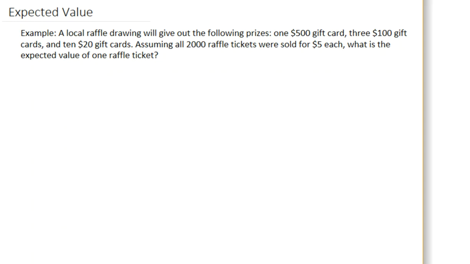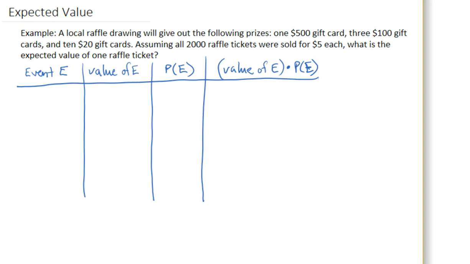Alright, so this is asking if you buy that raffle ticket, what can you expect to get out of it? So again, we're going to set up the columns the exact same way I did in the previous example: the event, the value of the event, the probability of the event, and then the product of the value of the event and the probability of the event. Then for our event we want to come up with all the different possible outcomes for this particular scenario.